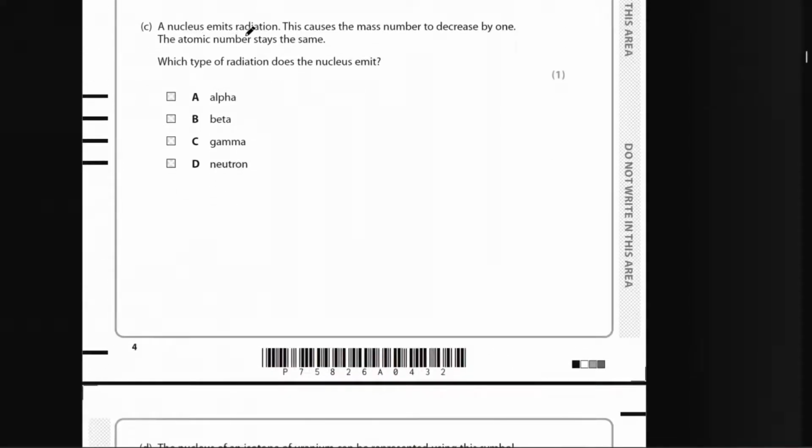Question C. A nucleus emits radiation. This causes the mass number to decrease by 1. Okay, the atomic number stays the same. So if atomic number stays the same, proton number doesn't change. And it also says mass number decreases. That means neutron decreases. So which type of radiation does the nucleus emit? It will be neutron radiation.